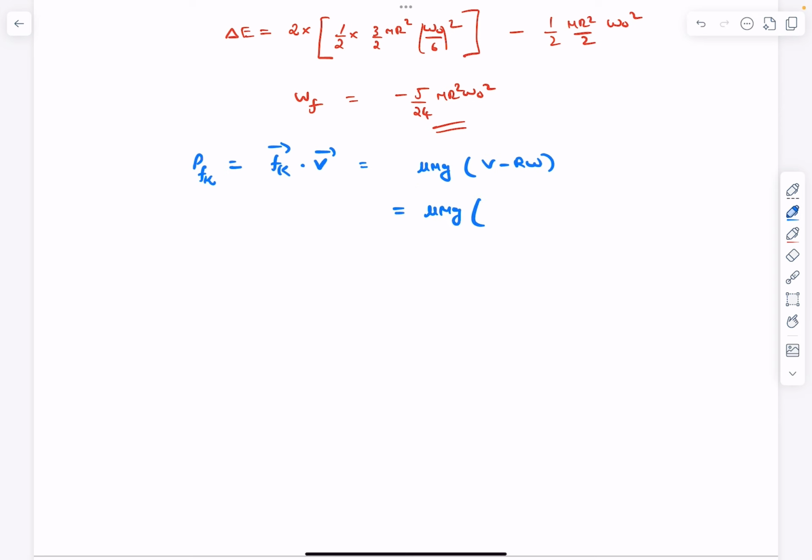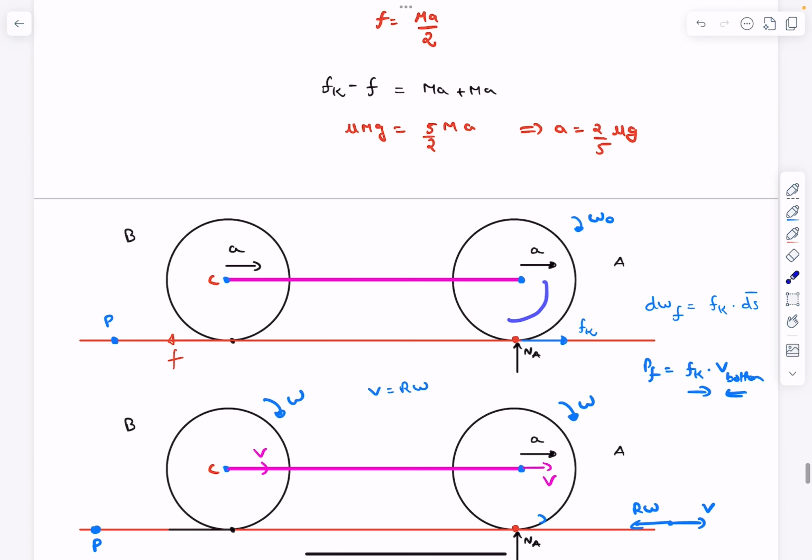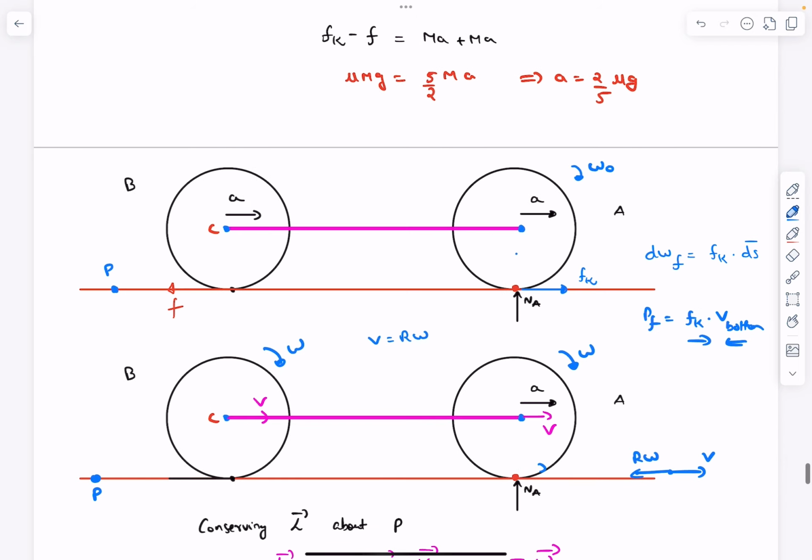Now the velocity v we can write as the acceleration multiplied by the time, right? And the acceleration was 2 by 5 mu g, and the time is t. Now omega as a function of time is a bit different. Initially it was omega naught, and we have to subtract alpha t from this because if you observe, the angular acceleration is counterclockwise, right? So it's decelerating the omega. So we can quickly find the angular acceleration of disk A. Fk into r will be equal to mr squared by 2 into alpha. And from here alpha just turns out to be 2 mu g by r.